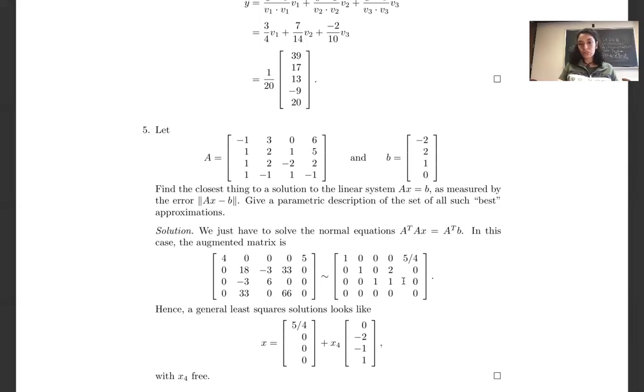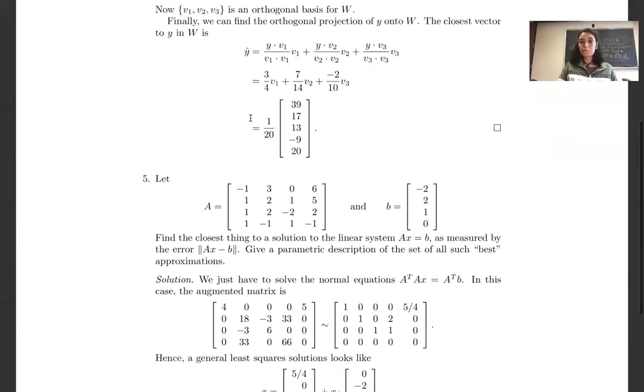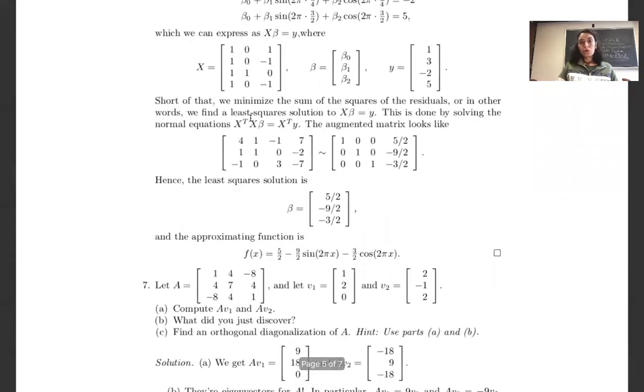When you apply the operations, you will get this new echelon form. So here, if you write all your equations again, you can write your solution in parametric form by using this free variable. Okay. So with a special choice of X4, you can find a solution which will be the least squares solution to your problem, or the best approximation to this B vector. Okay. All right.